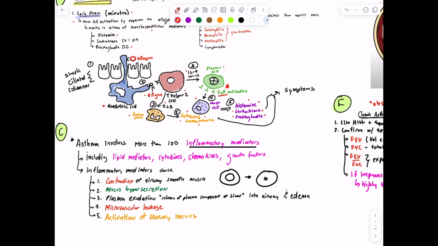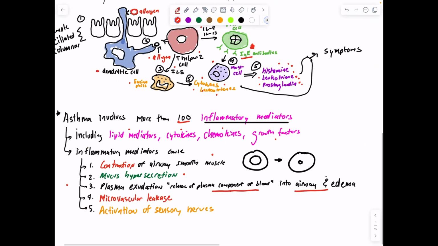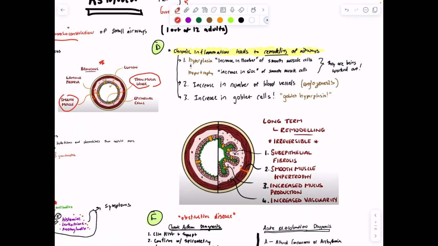All right, so then, what are these inflammatory mediators? We're starting to see them already here. There's more than 100 different ones involved in asthma, but they include lipid mediators, cytokines, chemokines, and growth factors. Basically, what do these mediators actually do? They can cause contraction of the smooth airway muscle, cause hypersecretion of mucus, plasma exudation, which is the release of the plasma component of the blood into airways, and cause edema, extra retention of fluid in the airways, right? We're talking about the conducting zone. So microvasculature leakage, and then activation of sensory nerves, and giving us some pain.